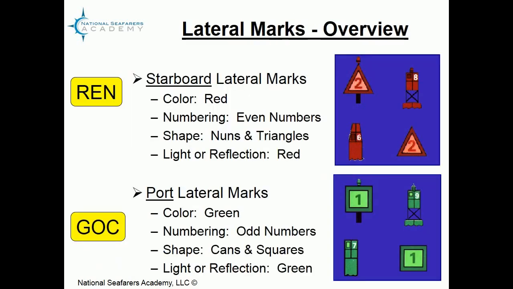Starboard lateral marks have the following characteristics. The color is red. The numbering will be even numbers. The shape is nuns or triangles. If there is a light or reflection, it will be red. Port lateral marks have the following characteristics. The color is green. The numbering will be odd numbers. The shape is cans or squares. And if there is a light or reflection, it will be green.